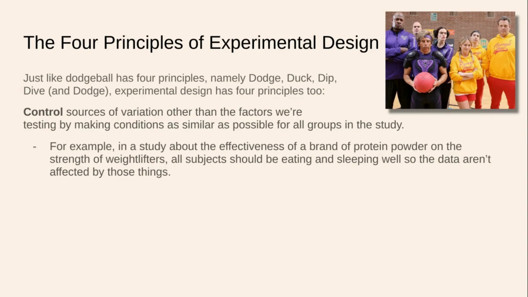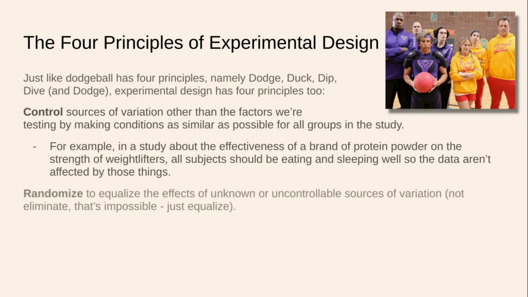We want to limit outside influence from messing up our results. We want to show clear cause and effect between the protein powder in this example and the strength of weightlifters as it develops over time. We also want to randomize. It's no surprise that we're seeing randomization. We want to do that to equalize the effects of unknown or uncontrollable sources of variation.